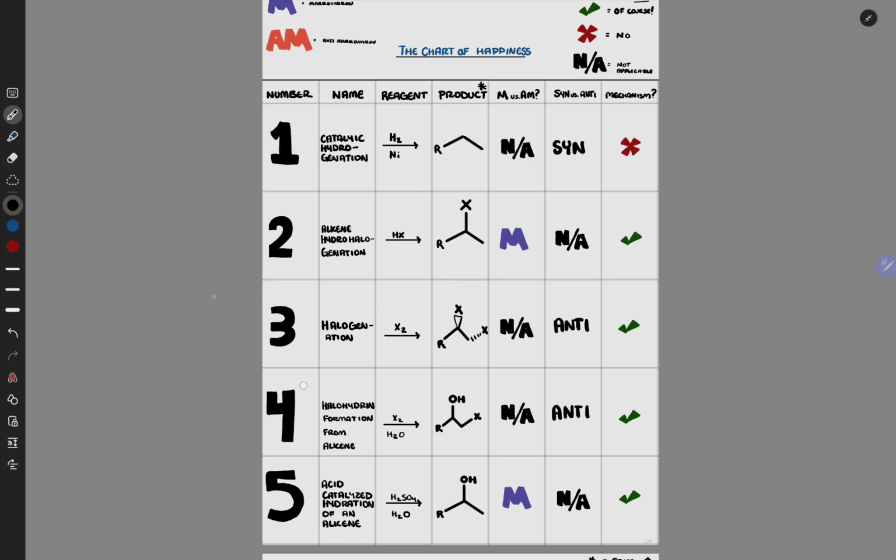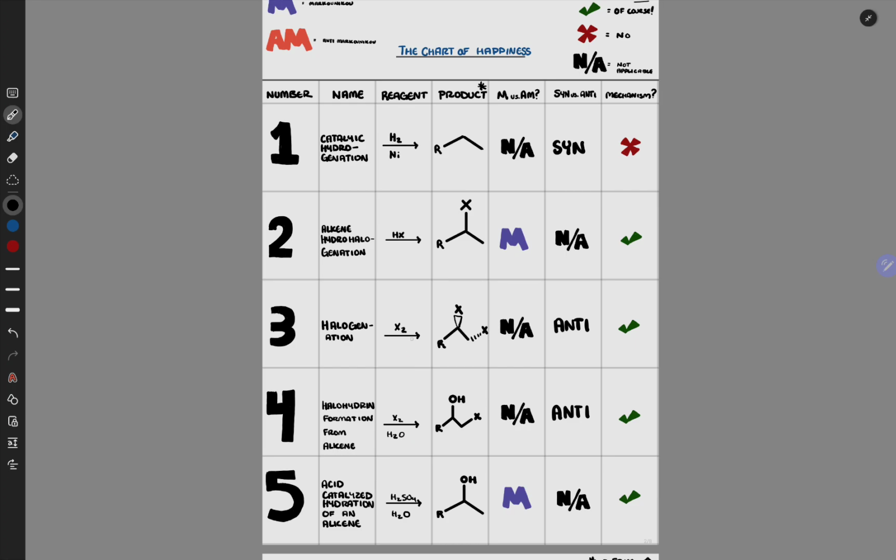Number 4, right here, we're going to go over the number 4 reaction. This is halohydrin formation from an alkene. So a halohydrin formation. We know this involves both hydrogen and halides, and this involves H2O specifically, and two halogens. I believe that the title that may be used in class involves water. That's actually probably a better name for this. You can go back and look at that, but this one involves water.